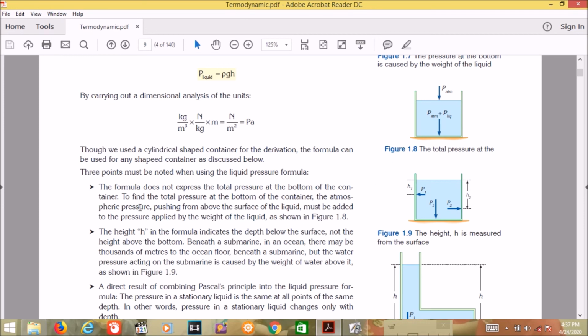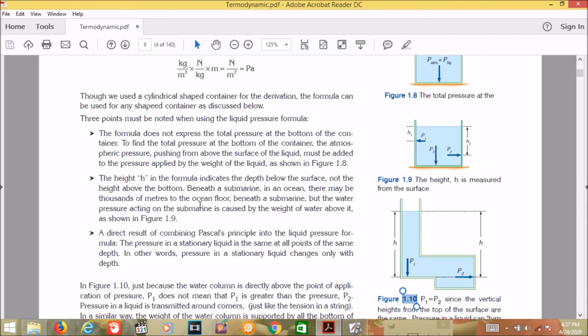The second one: the height h in the formula indicates the depth. I have told you before, the depth is measured from the surface. And then the third, a direct result of combining Pascal's principle with the liquid pressure formula: the pressure in a stationary liquid is the same at all points of the same depth. In other words, pressure in a stationary liquid changes only with depth. So if at the same height, P1 and P2 here are the same. But we have to notice that the liquid is still at rest, a static fluid.